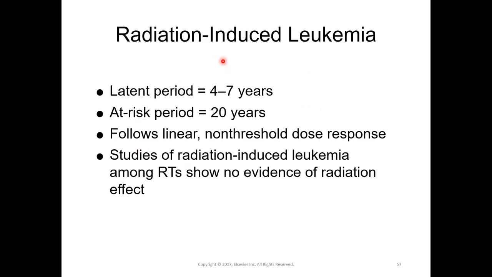Oh, look, here it is, radiation-induced leukemia. You need to know that the latent period for radiation-induced leukemia is 4 to 7 years. The at-risk period is 20. It follows a linear, non-threshold dose response. And it really has no relevancy with RTs getting exposed to radiation. So the big one here is your latent period is 4 to 7 years.